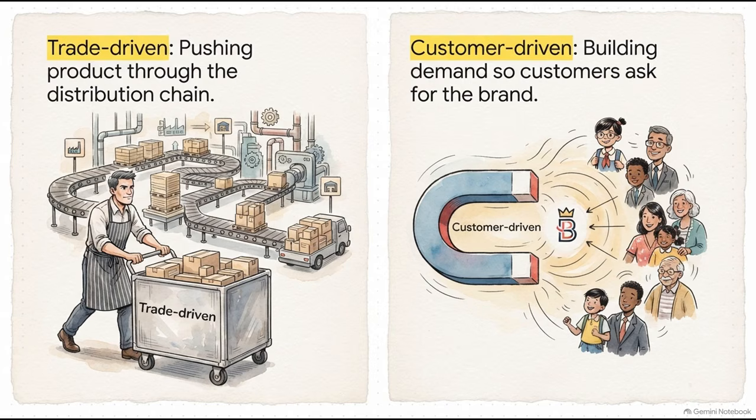On the flip side, we have the pull strategy. This reverses the script completely. It's customer-driven. You build such intense demand directly among the customers that they walk into shops actively demanding the brand by name. Imagine a trusted, well-established Assam tea brand. Customers walk in, ask for it specifically, and literally force the retailer to stock it. So, push relies on the trade channel, while pull relies on the customer's own desire.